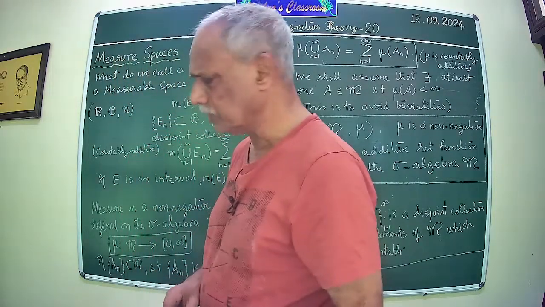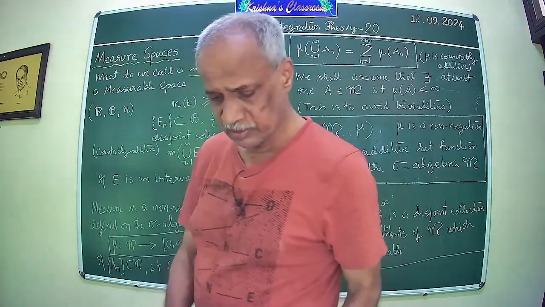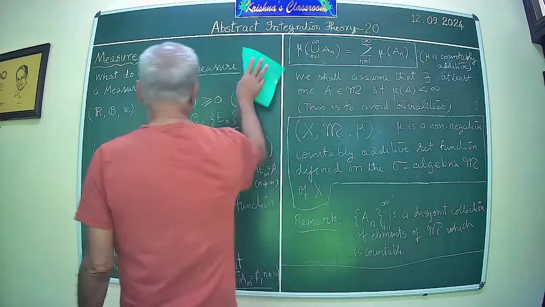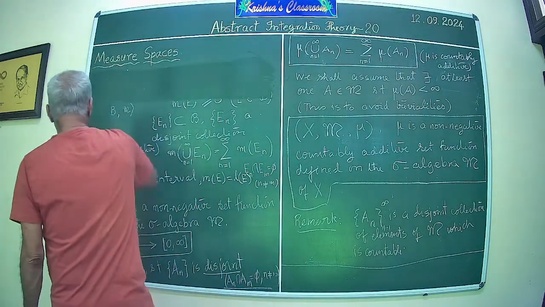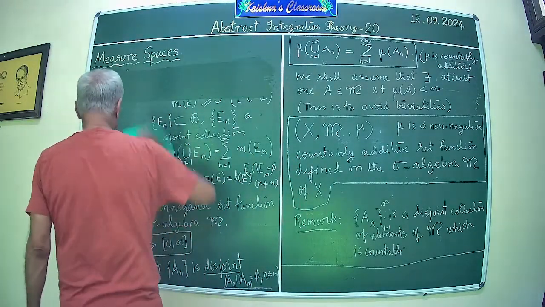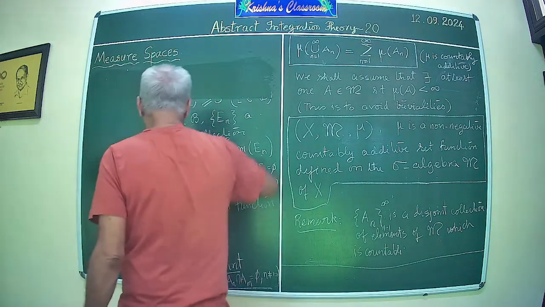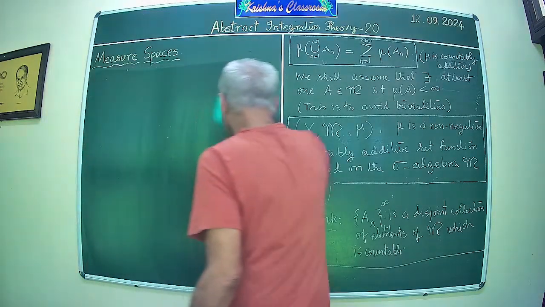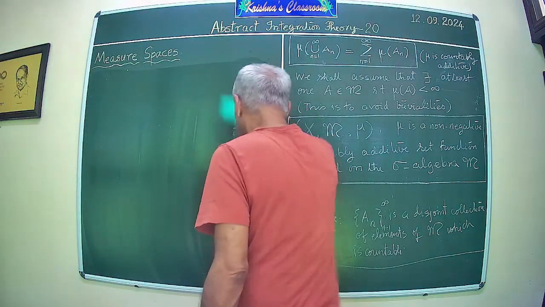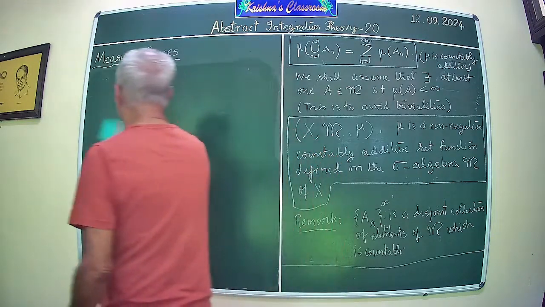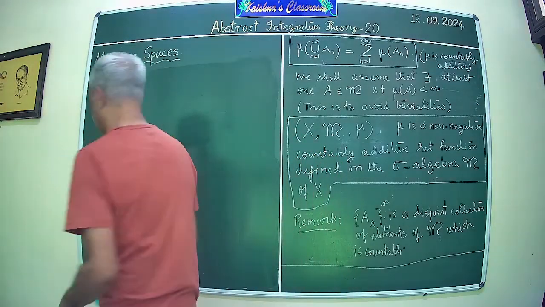Now let us look at the consequences. Before that, this is what is called a non-negative measure. Now we define what a complex measure is. This also we shall require later. Let us define what a complex measure is.